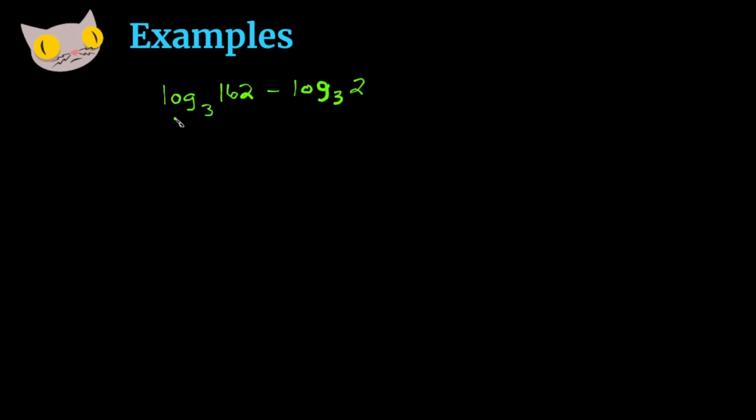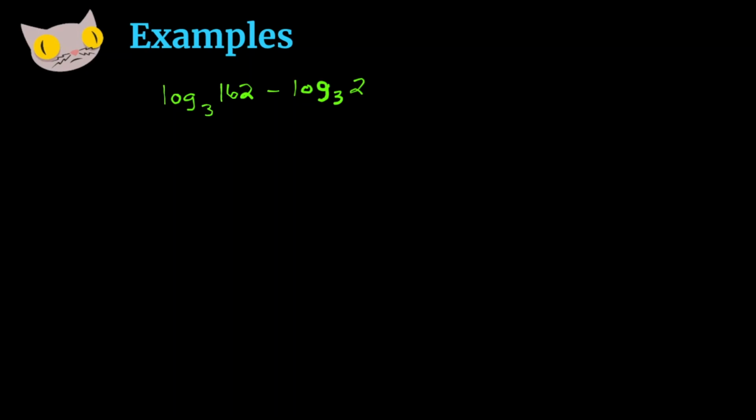Now let's say we have log base 3 of 162 minus log base 3 of 2. So we're not going to be able to express 162 as an exponential number with base 3. You can't raise 3 to any power to give you 162 as your answer. We're going to need to take a different approach.